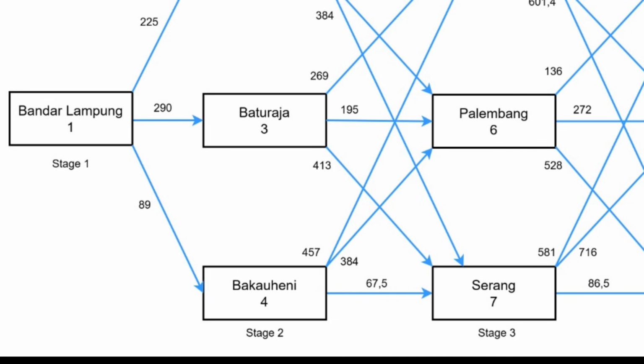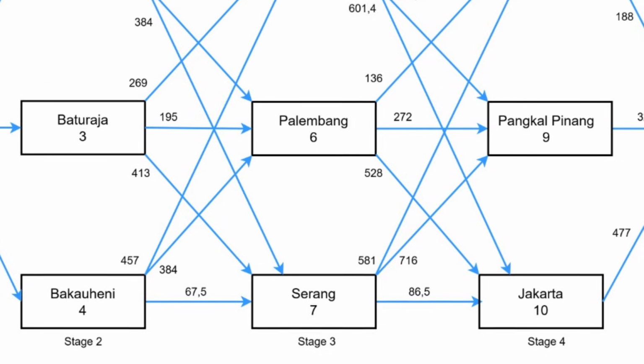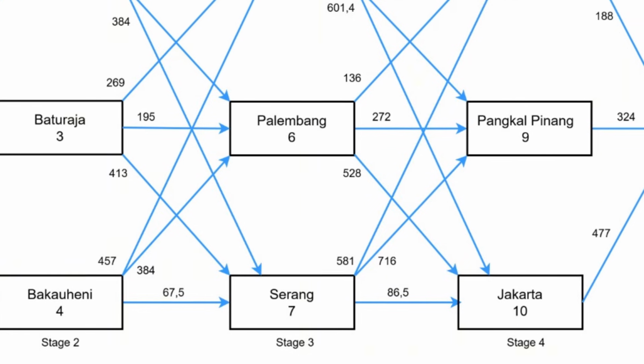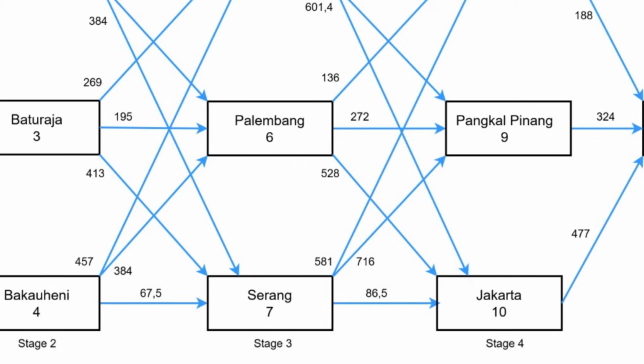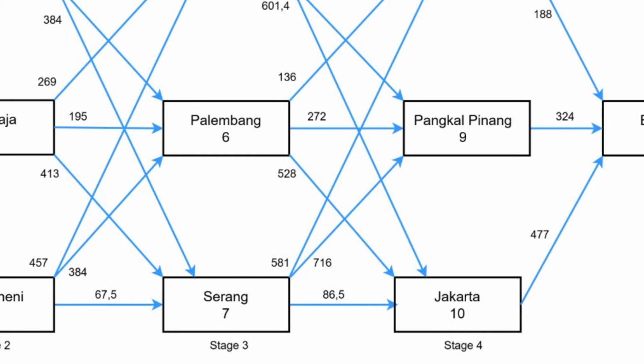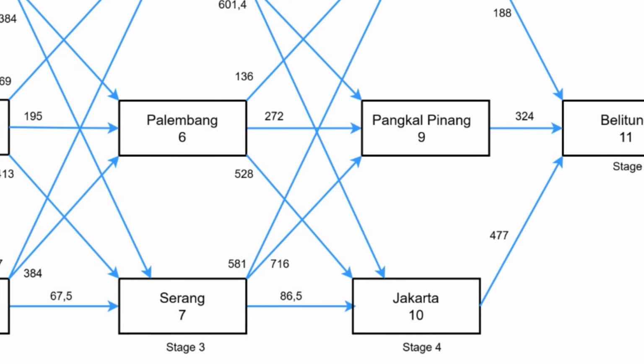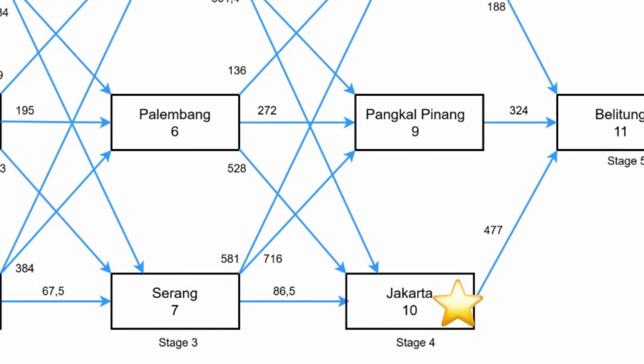Since we are in City 4, we review the best options from the city. The calculation results show a minimum distance of 631 km, specifically from City 4 to City 7, Serang. Enter Stage 3 from City 7. There are several alternative routes. After comparison, the shortest distance is 563.5 km, which is to City 10, Jakarta.